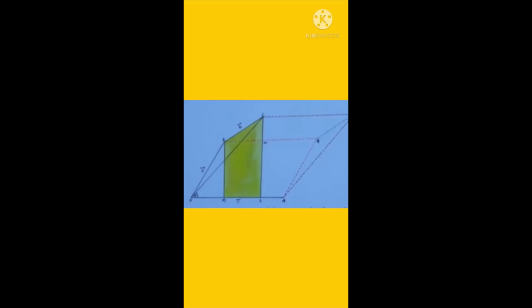OBQA is a parallelogram and another one is OCPA. OC vector is equal to OB vector plus BC vector, which is equal to A vector plus B vector, and let angle COA be alpha. Then the modulus of C vector cross (A vector plus B vector) is equal to the modulus of C vector into the modulus of (A vector plus B vector) into sin alpha, which is equal to the area of parallelogram OAPC.